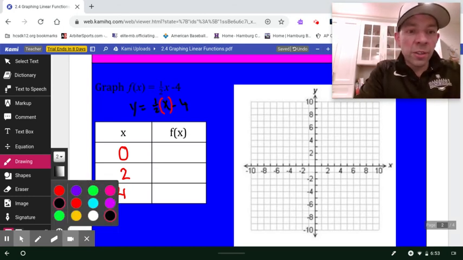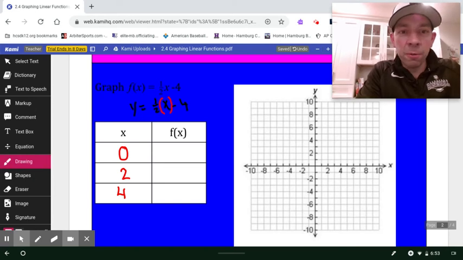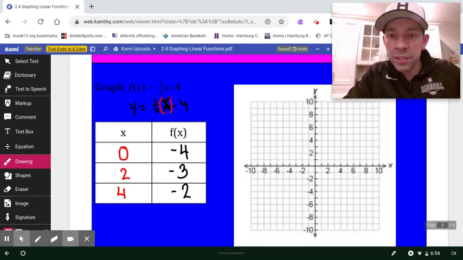Okay, so let's say if I substitute a 0 for this x right here, 1/2 multiplied by 0 minus 4 makes -4. Substituting a 2 for that x right here, 1/2 times 2 makes 1, and 1 minus 4 makes -3. How about we substitute a 4? 1/2 times 4 makes 2, 2 minus 4 makes -2. Let's go ahead and plot those points the best that we can. 2, -3, 4, -2.